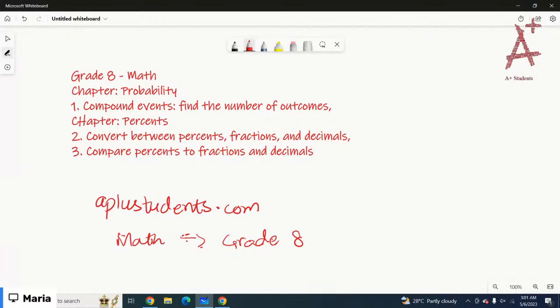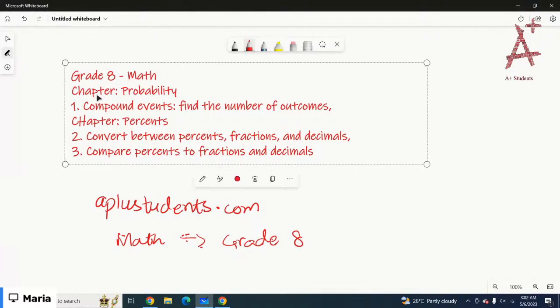So there you can find a list of the chapters. We're going to start with the chapter probability. The lesson we're going to cover today is compound events, find the number of outcomes. Then we'll start the new chapter, percents, and the lessons we are going to cover are convert between percents, fractions and decimals, and then compare percents to fractions and decimals. Let's just start with the first lesson.